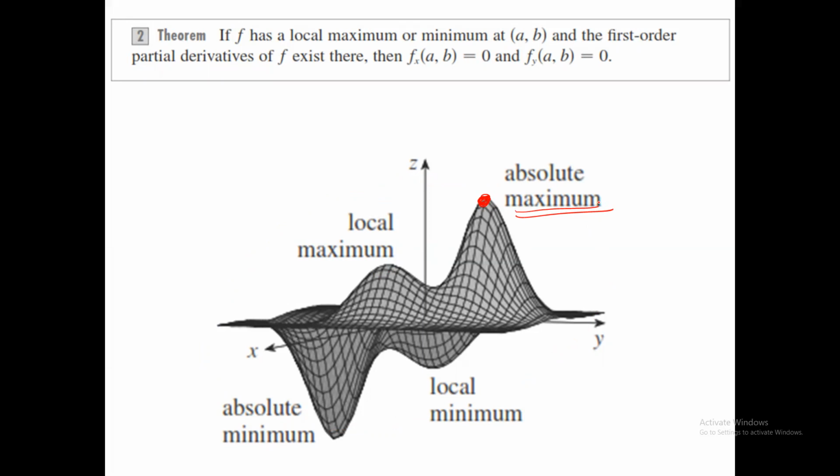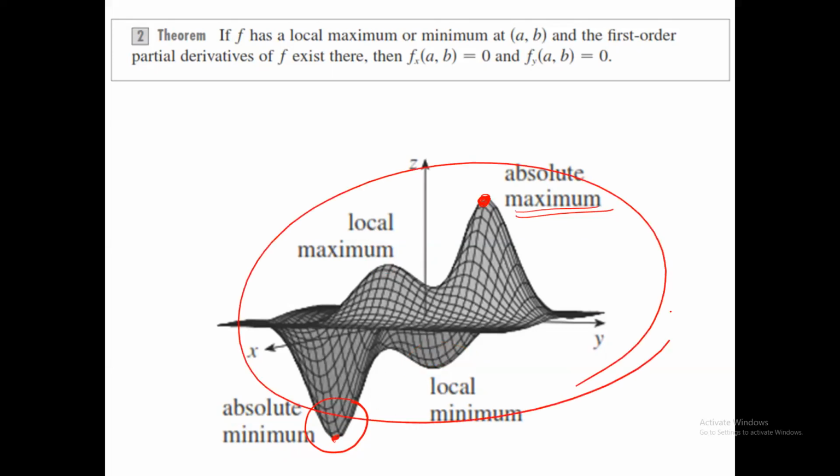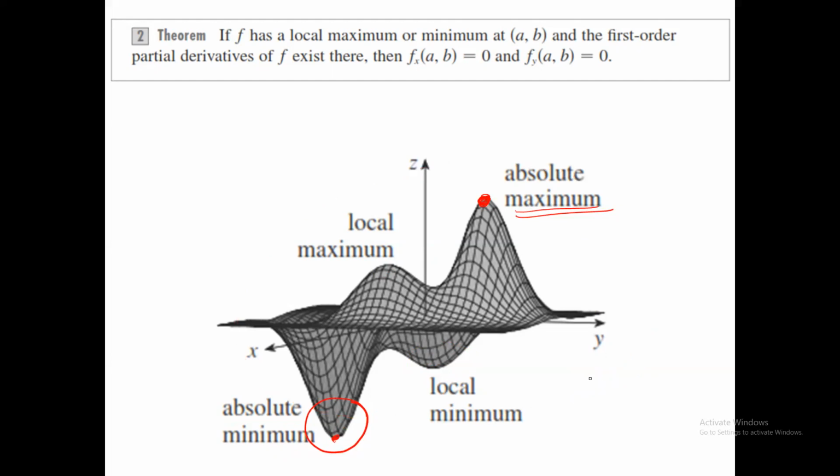And for the minimums, the same. Here, this is a local minimum because it is smaller than all of its neighbors. And it's also a local minimum. But at the same time, it's the absolute minimum also, because it's the lowest point in the graph.